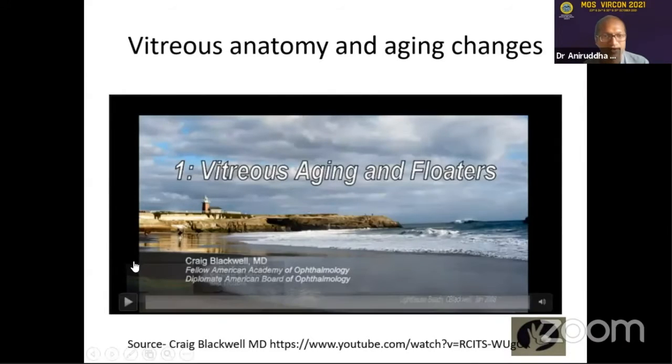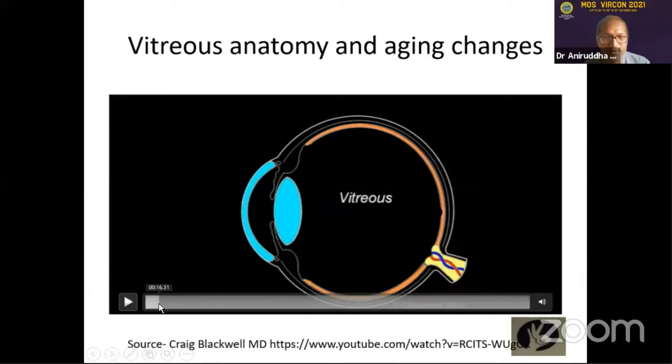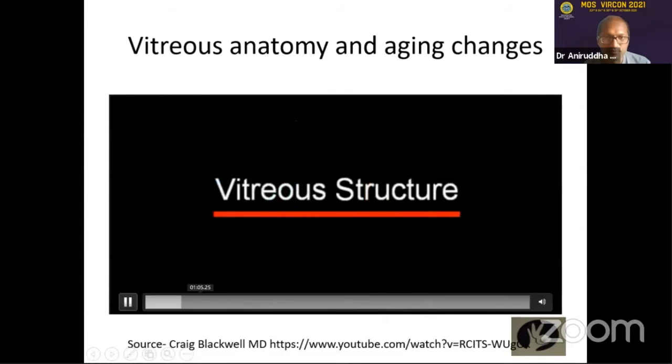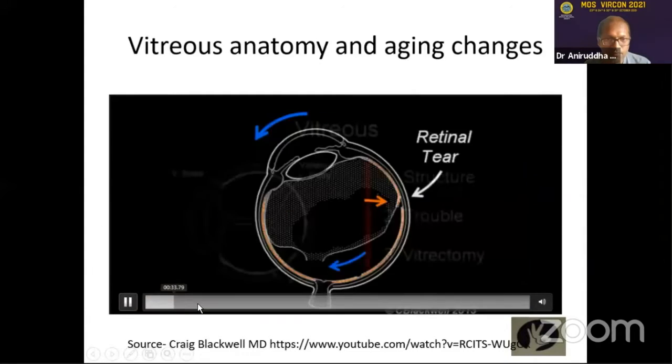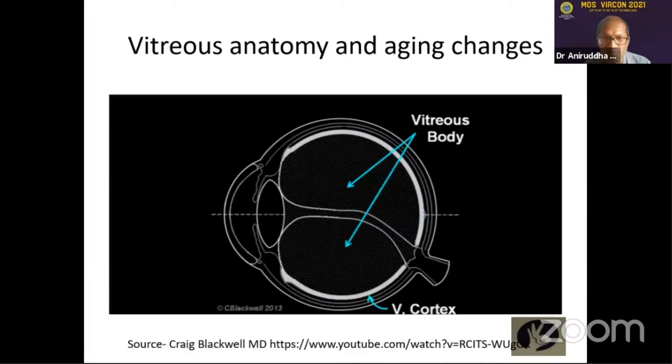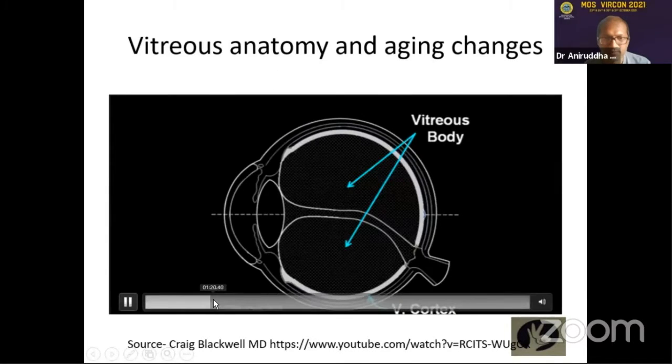So this is one video which I have taken from YouTube. The source is mentioned below, and we can see the vitreous, the aqueous is in front, the vitreous body. So this is the main vitreous body. This is the vitreous cortex. This is the anterior surface. The vitreous base is one of the strongest attachments of vitreous. We all know that.